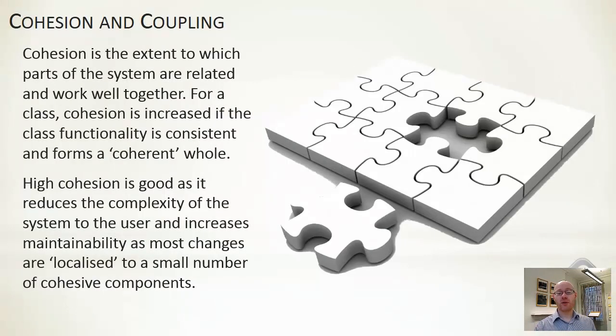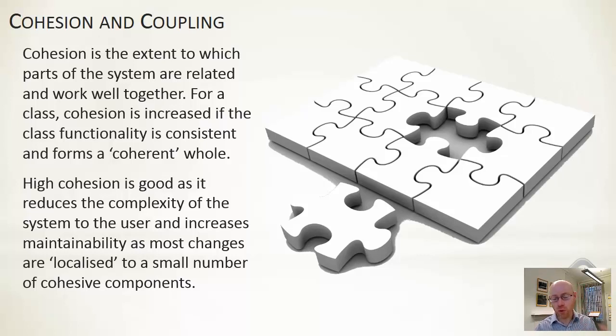Related to coupling is the notion of cohesion, and it says here, the extent to which parts of the system are related and work well together. What this means is if you had a class, the class would have high cohesion if all of the methods and the properties that class exposed sit well alongside one another. They all support one another. They form a cohesive whole. So this is very much that the whole is greater than the sum of the parts.